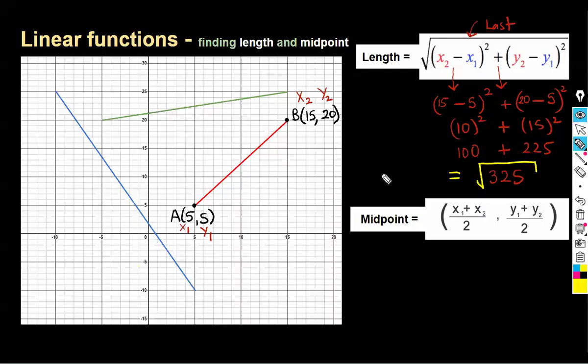Make sure you're seeing this on your calculator. The length of that line is 18.03, and you have to write the word units. The word units means that we don't know if we're measuring it in centimeters or meters now. So you just put the word units. 18.03 units. Make sure you physically see it on your calculator.